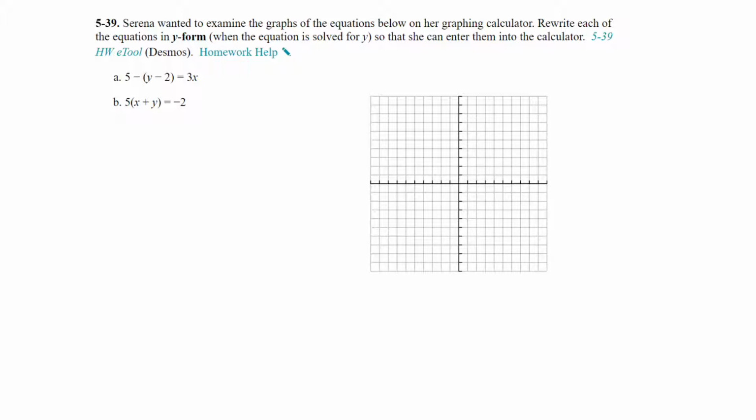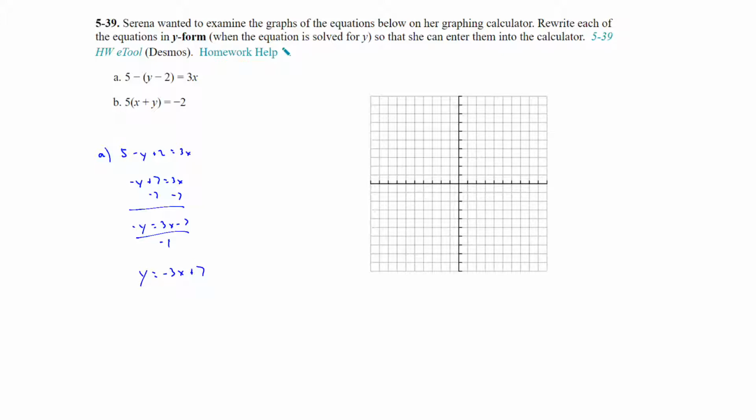So on 39a, I'm going to go ahead and distribute the negative: 5 minus y plus 2 equals 3x. I'm going to solve for y, so this will give me negative y, combine the 5 and the 2, subtract the 7, and I don't have y solved for, I have negative y solved for, so I need to divide everything through by negative 1. So y is equal to negative 3x plus 7.